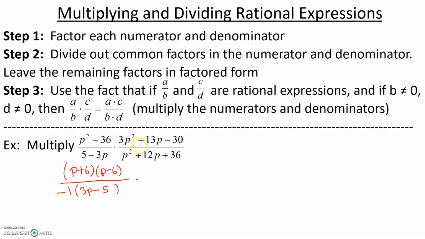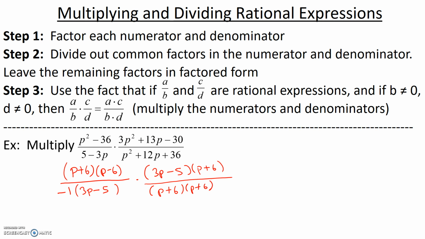Now let's factor 3p squared plus 13p minus 30. Because the p squared has a coefficient of more than 1, we will need to use the x factor method. When you do so, we will see that our answer turns out to be 3p minus 5 times p plus 6. On the denominator, we have p squared plus 12p plus 36. The coefficient of p squared is 1, so we can just find two numbers that multiply to 36 and add to 12, which gives p plus 6 times p plus 6.